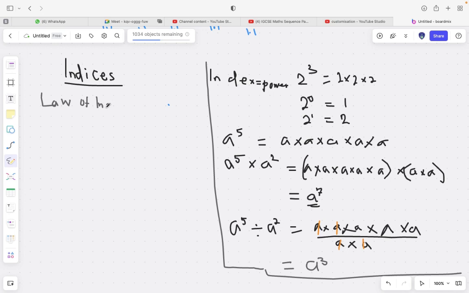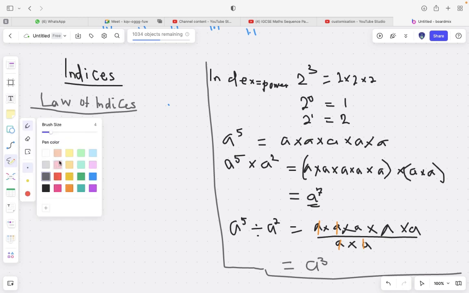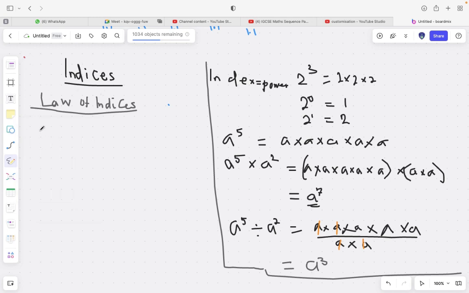We go to state them, and then we apply these laws. Now, law number 1 of indices states that... let's say the first law of indices says a to the power of m, number 1. So we write the 1 to show that this is the first law.